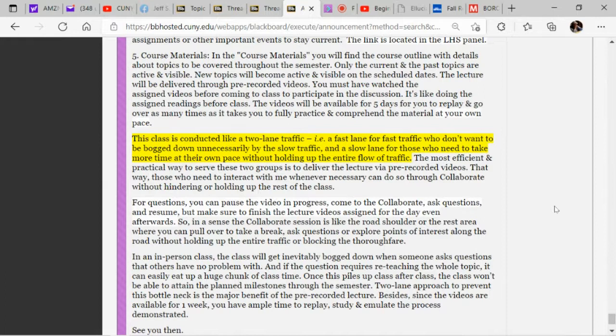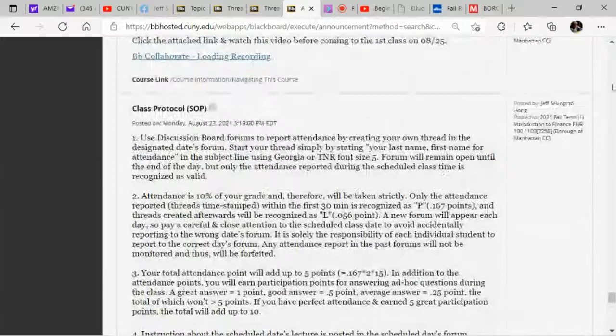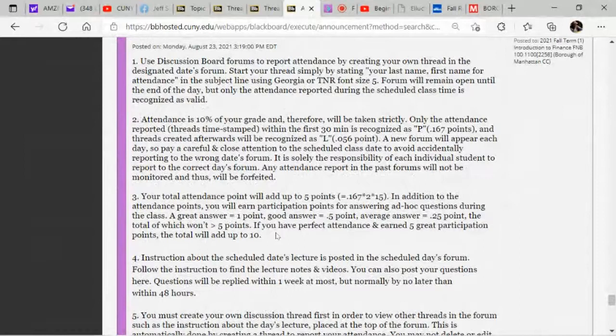And if you answer that, I wrote that somewhere, here's the next thing, the class protocol. If you give me a great answer, that will be worth 1 point. The credits you can earn from the answers range between 0.25 to 1, with an increment of 0.25. There's no 0.75. It's basically 0.25 or 0.5 for an average answer, and 1 point for a good answer.